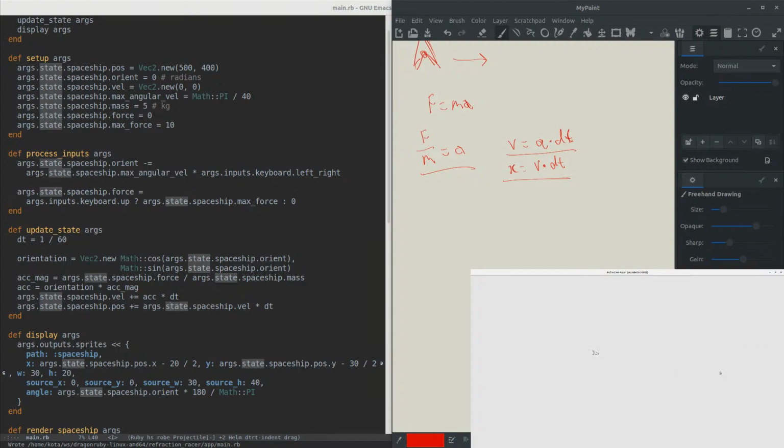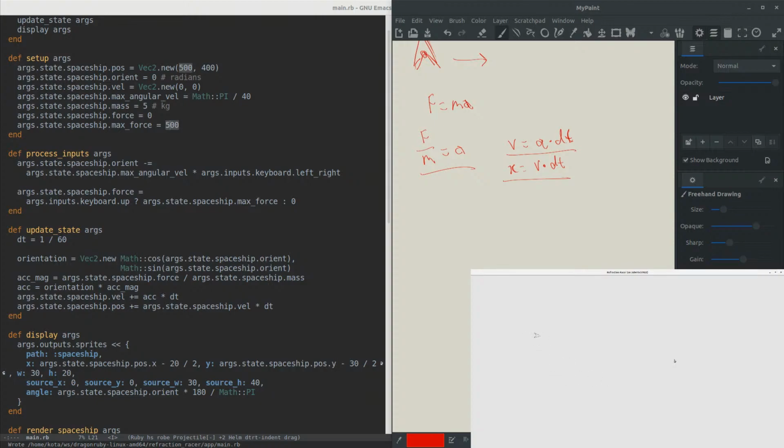Oh, right. It's driving real slow. Okay, so obviously the force that I applied was not good enough. But we at least have motion here. Let me bump this up a ton. Okay, no, still too slow. Okay, we'll multiply this by 5. Okay, there we go.